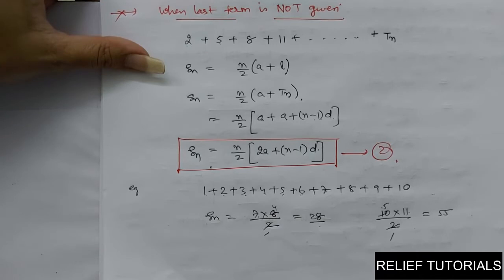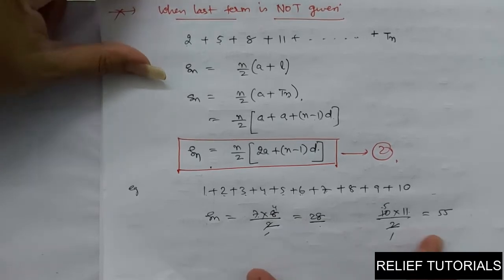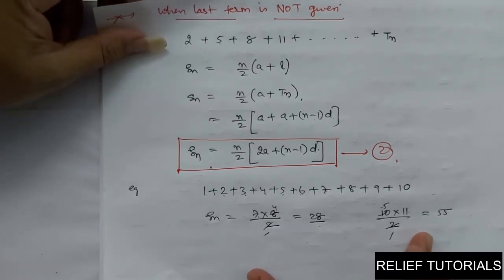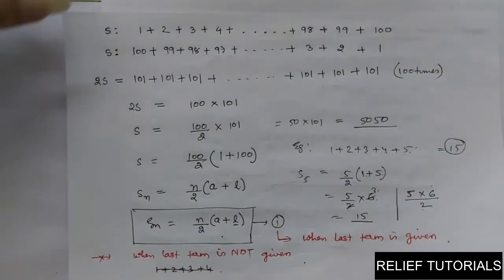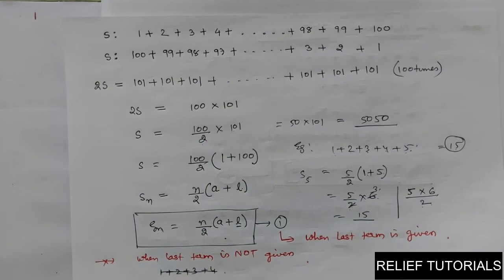See how you will get it within a fraction of a second. Is it amazing? And this was done by Gauss at a very tender age of 10 to 11 years. So in this way, we know how to find the sum of n terms. Clear?